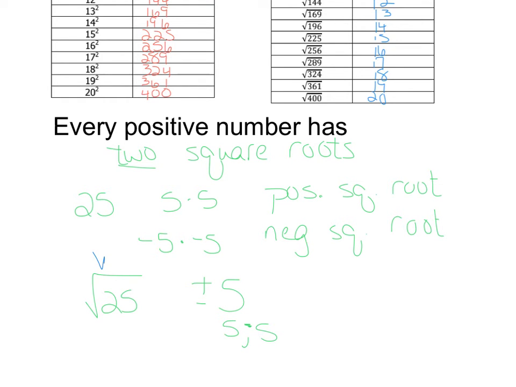Now, a couple of terminology. The symbol for square root, that is called the radical. So that square root symbol, that little division bar with a check mark, is the radical. The number inside is called the radicand. So you may hear those from time to time.